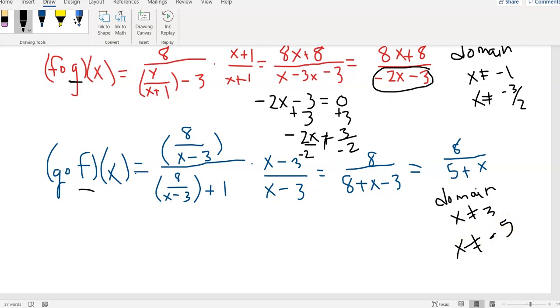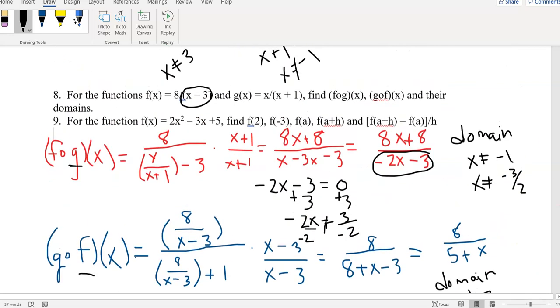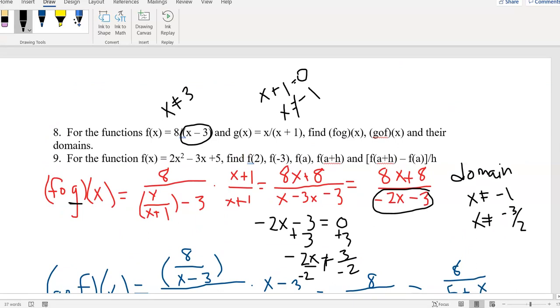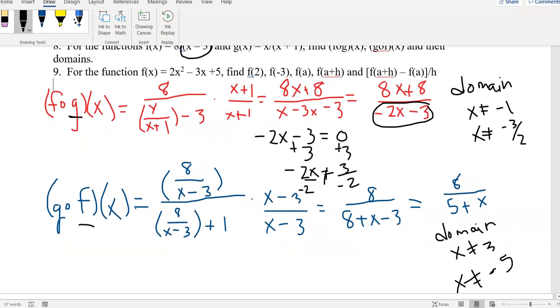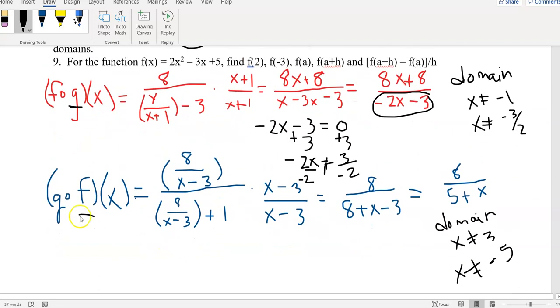All right, looking good on time, so hopefully we can get number 9. So for the function 2x squared minus 3x plus 5, we're going to do some functional values: f of 2, f of negative 3, f of a plus h, and finally our difference quotient. And we might have time for all of it, we'll see.